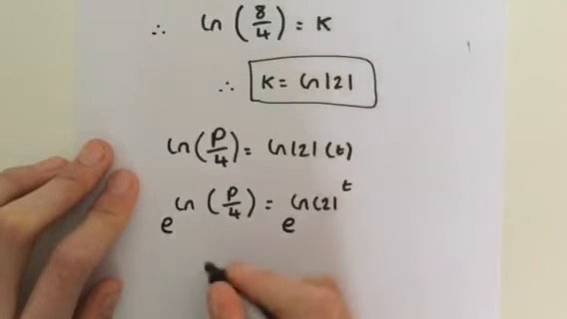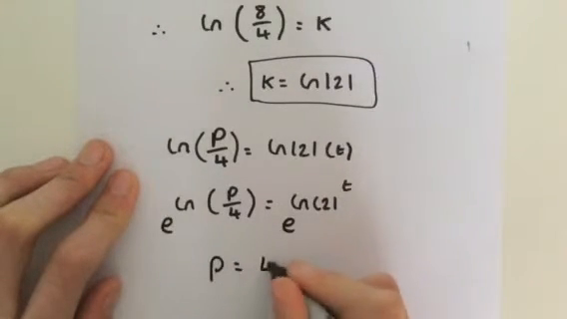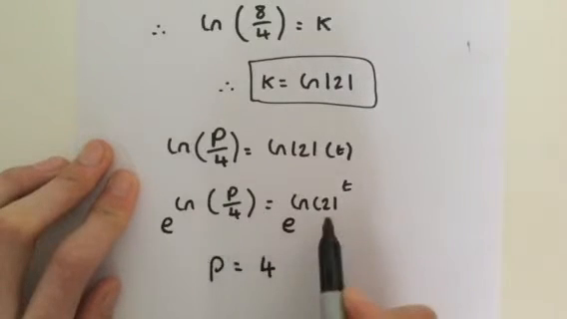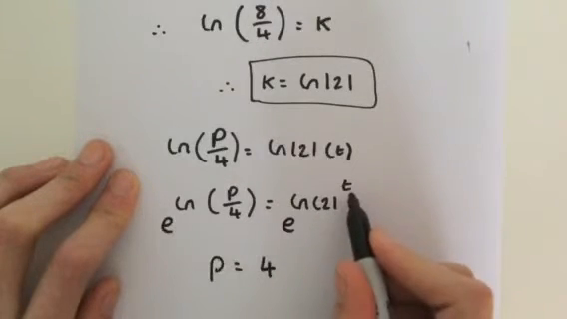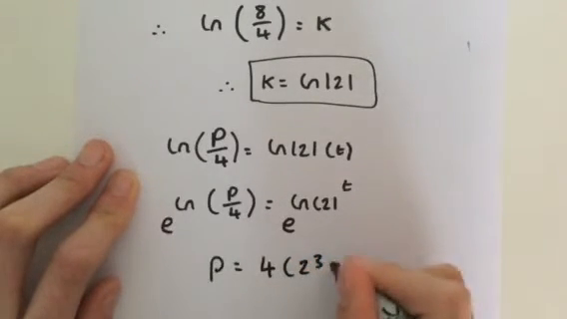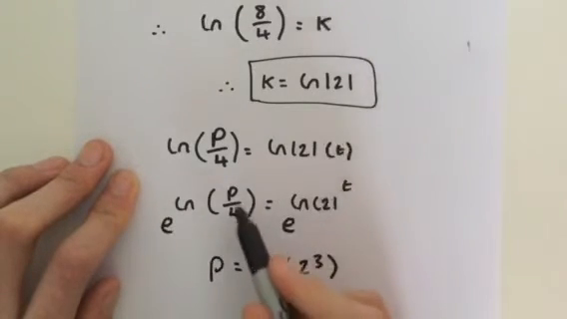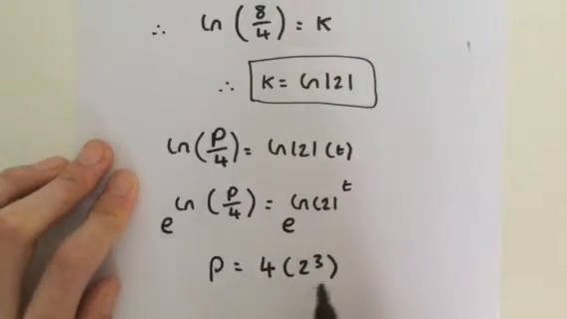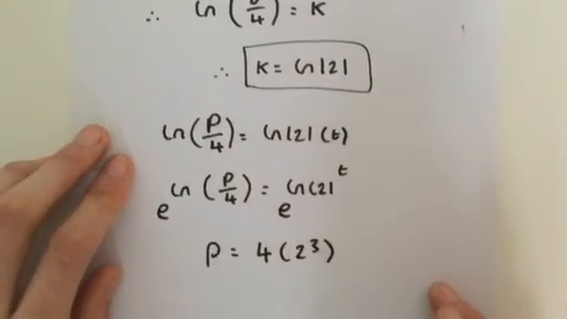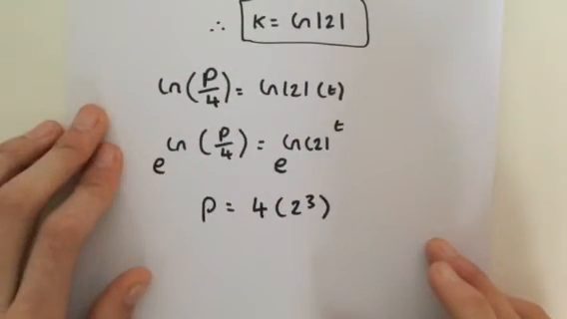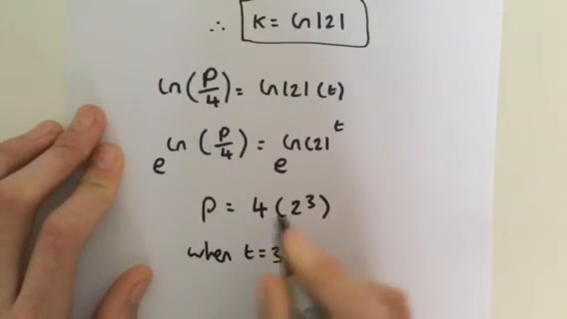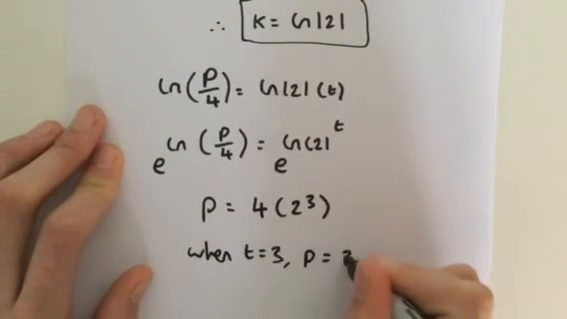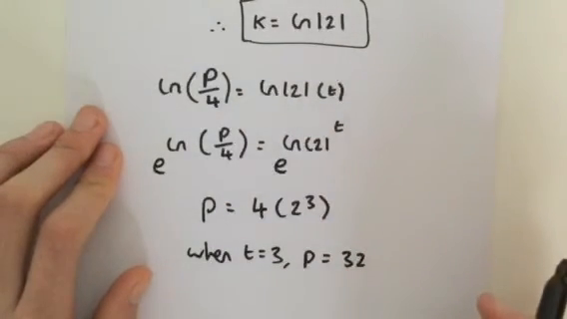And so we get P is equal to 4, we just bring the 4 to the other side, 4 multiplied by 2 cubed. Remember, we've undone the natural log, so we just get P divided by 4 equals 2 to the power of t. t is 3, so P equals 4 times 2 cubed. Therefore, what we wanted to find in the first place, when t equals 3, P is equal to 32. 4 times 2 cubed is 32.